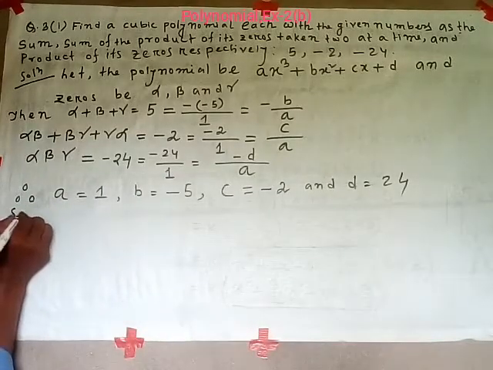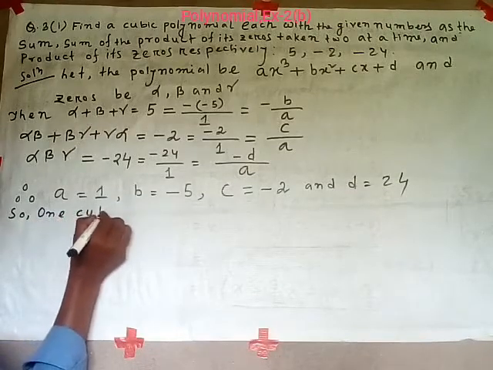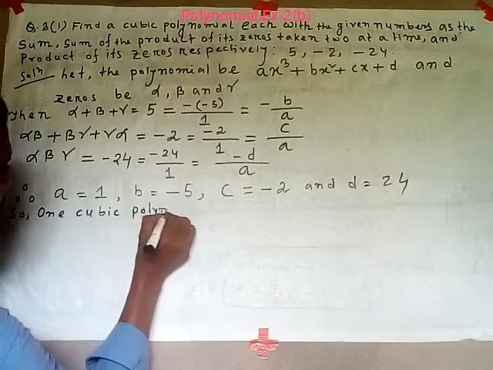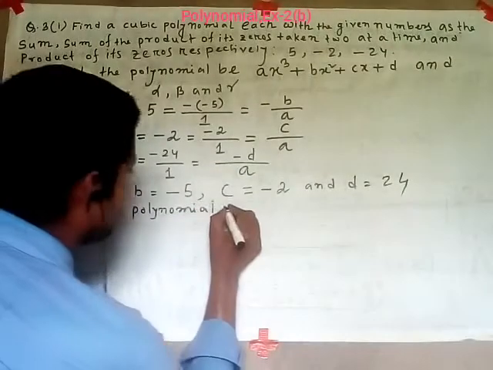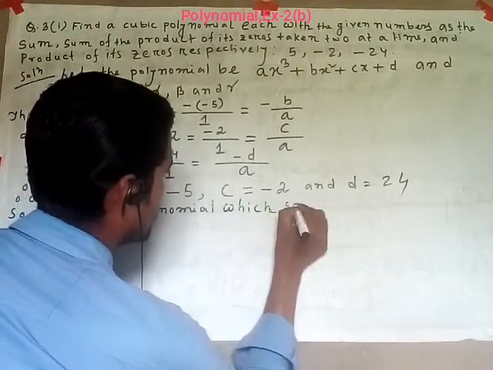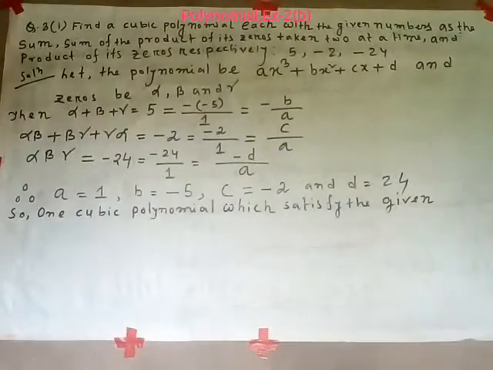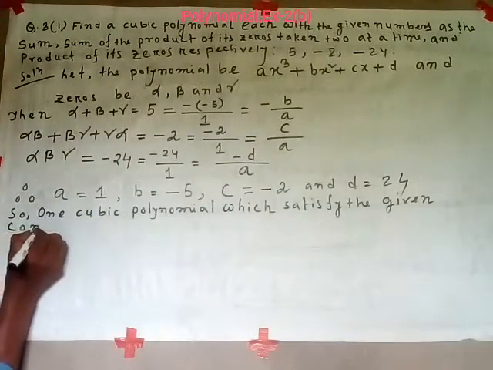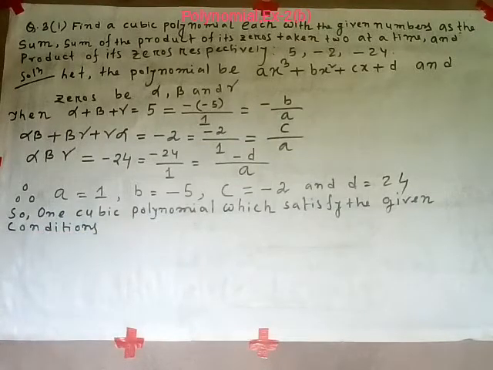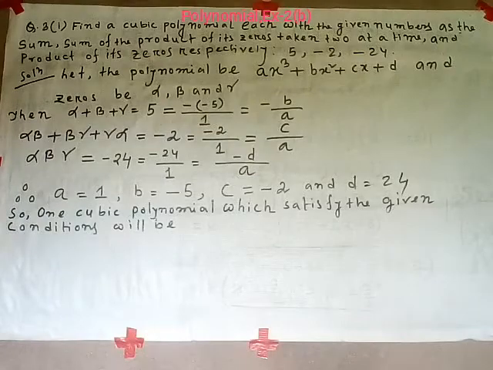One thing we can write here: one cubic polynomial which satisfies the given conditions will be. What will be that cubic polynomial?